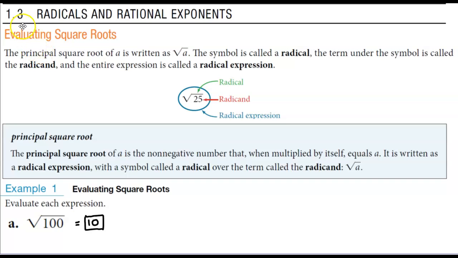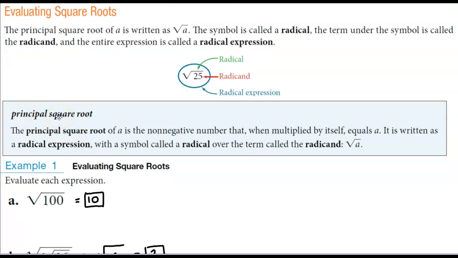In section 1.3, we'll be talking about radicals and rational exponents. Evaluating square roots. The principal square root of a is written as the radical sign with a. The symbol is called a radical, the term under the symbol is called the radicand, and the entire expression is called a radical expression. So again, here you can see that the symbol is called the radical, 25 represents the radicand, and then the entire thing is called the radical expression.